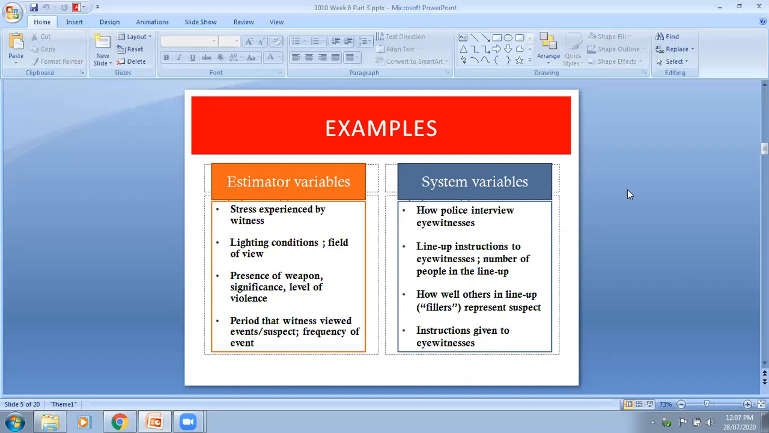Do they have any suggestibility in the way that they ask the questions? Lineup instructions and the number of people in the lineup. So instructions given to the witness can help or hinder. How well others in the lineup, fillers, represent the suspect. So you need to have a group of people who look roughly the same and don't have one person who's 5'3" standing in a lineup of people who are over 6 foot and have them sticking out like a sore thumb. Okay, so the system variables are what we can control. The estimator variables we can't control.